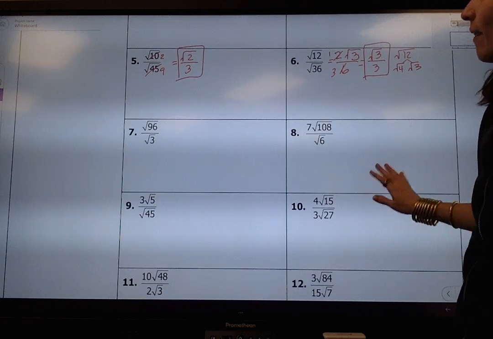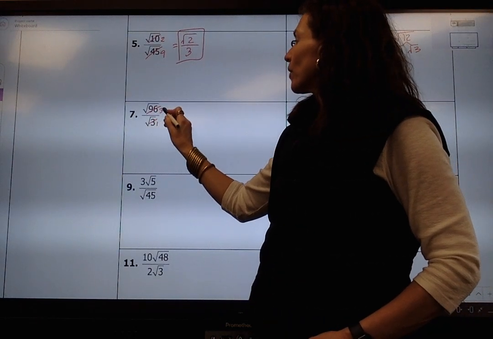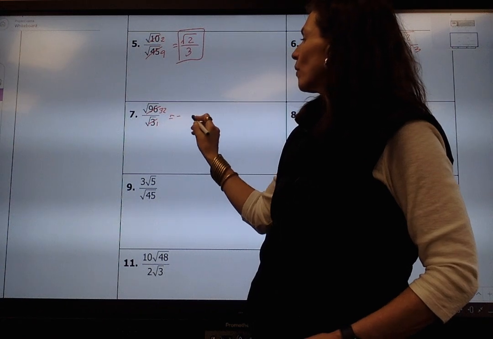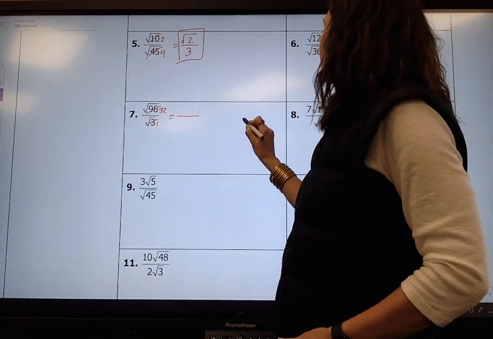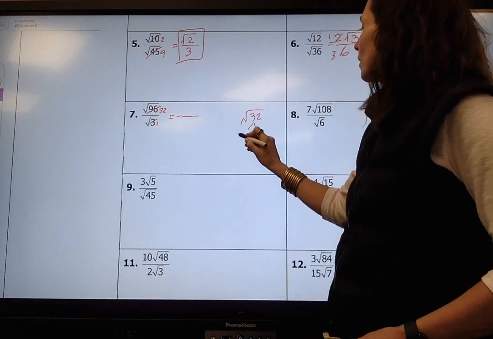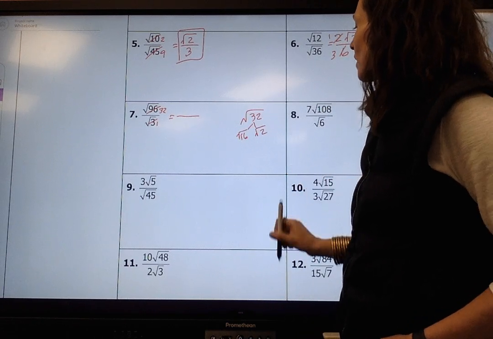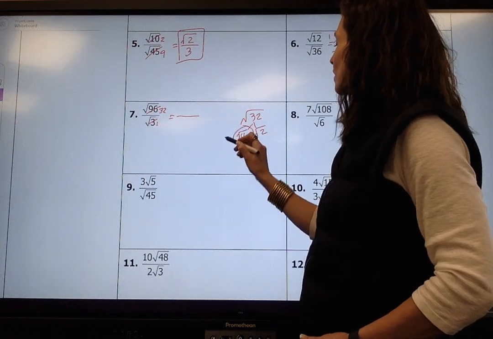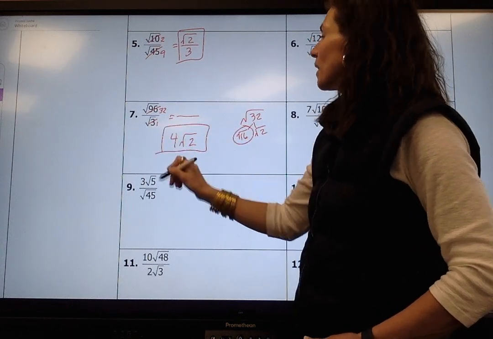If you look at number 7, I can reduce that, and that goes in there 32 times. So the square root of 1 is just 1. I don't need that as a denominator. But I can simplify the square root of 32, and I get square root of 16 times square root of 2, and the square root of 16 is 4. So 4 square root of 2 would be my answer for number 7.